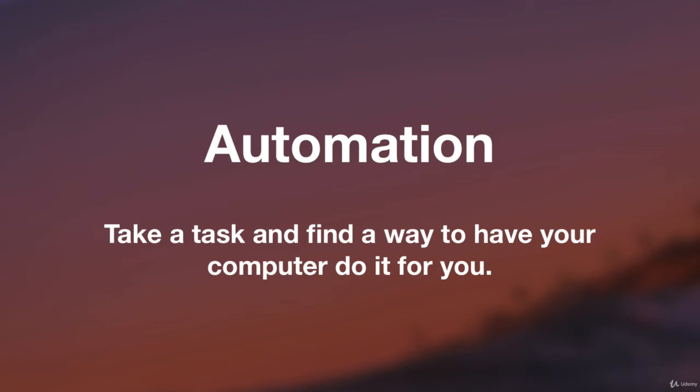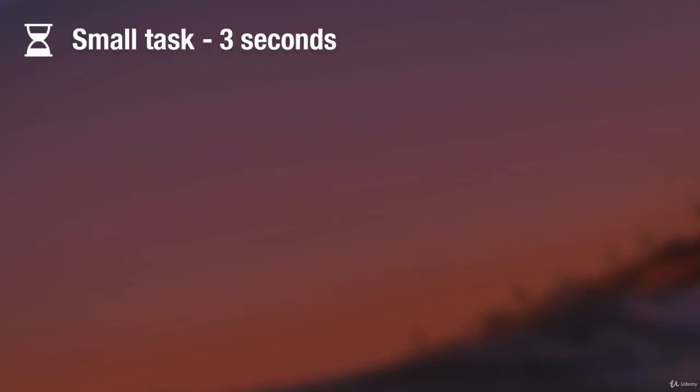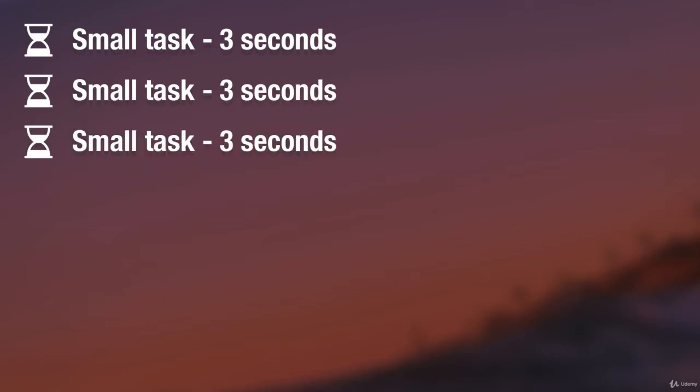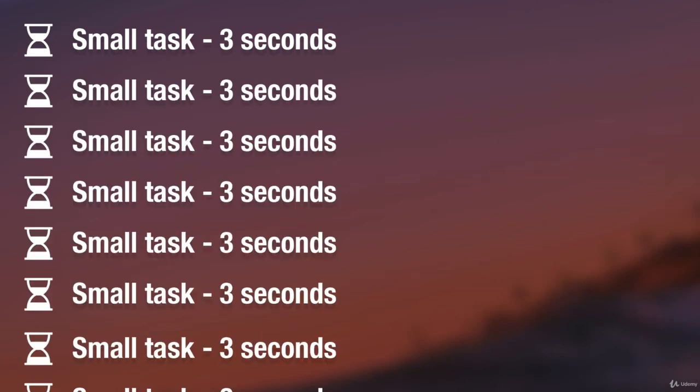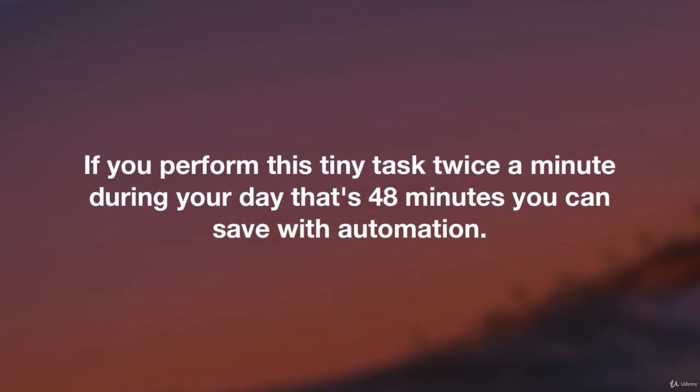Automation just means to take a task and make it automatic, make the computer be able to do it for us. So when we are building a website, if there is a small task that we find ourselves performing again and again and again, even if it only takes a few seconds, imagine how much time we can save throughout the course of a day if we can find a way to make the computer perform that task for us automatically. Let me give you a few real-world examples.